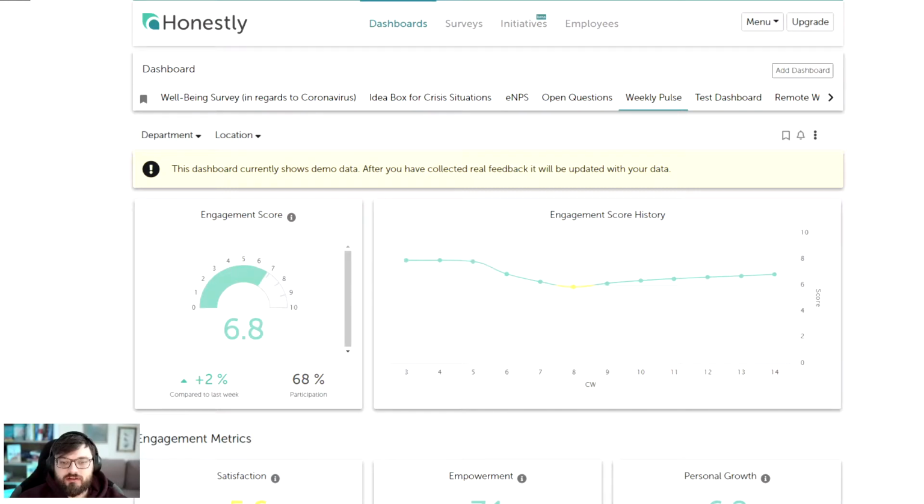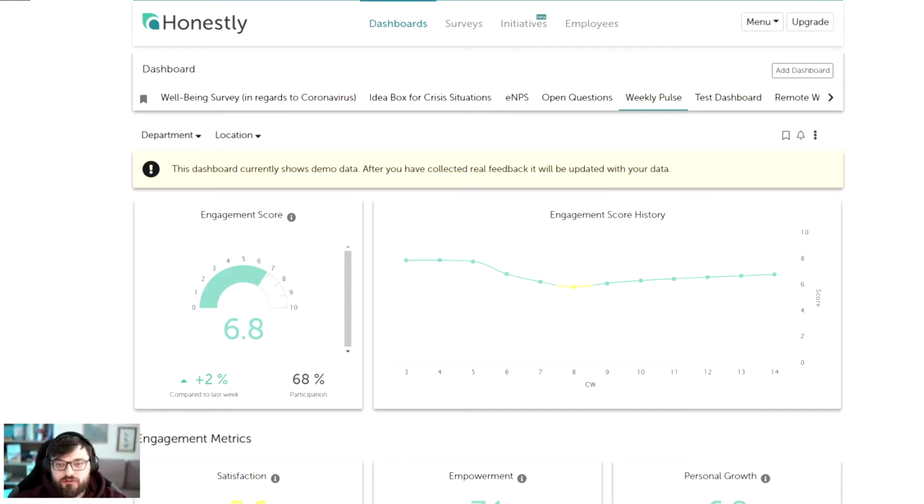Once you have collected data with your surveys and you open up the backend of Honestly Engage, you will see this screen that is visualizing the data from our weekly or monthly or quarterly Pulse. That depends entirely on how you set it up. And I want to walk you through what you can see here to help you make sense of it.